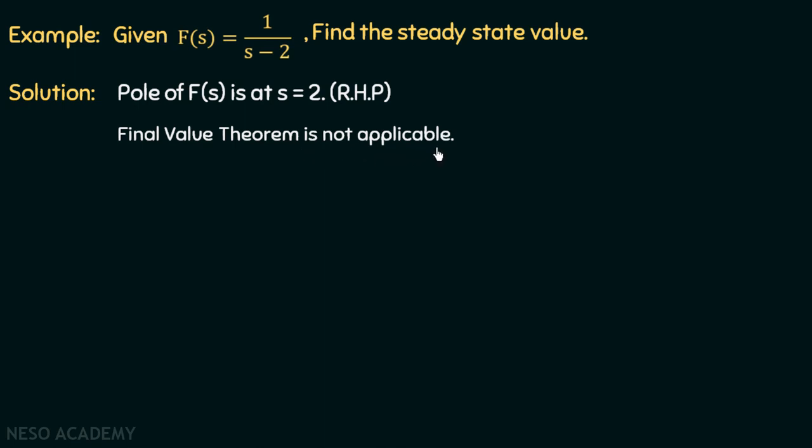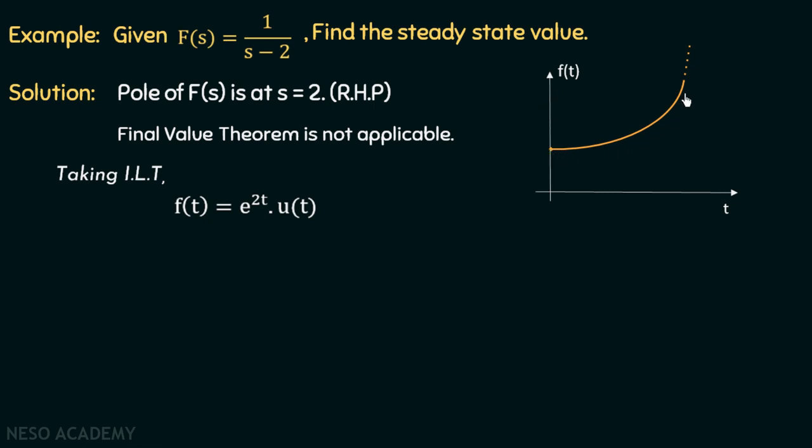Now why is it not applicable? Let's check this by taking the inverse Laplace transform of this function. We have f(t) equal to e to the power 2t multiplied by u(t), since the inverse Laplace transform of 1 over s minus a is e to the power at u(t). This is an exponentially increasing function, and if we plot this curve, it will be exponentially increasing. The final value is not defined, and that's why the final value theorem is not applicable.